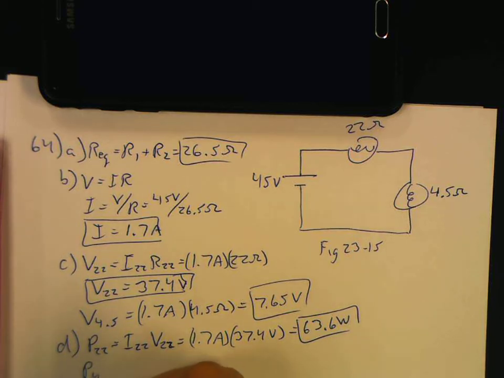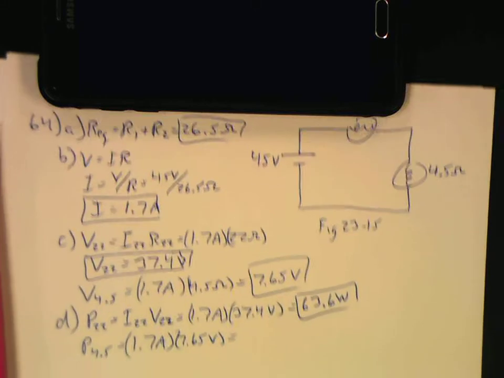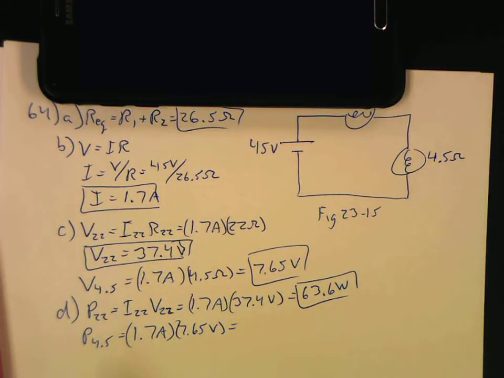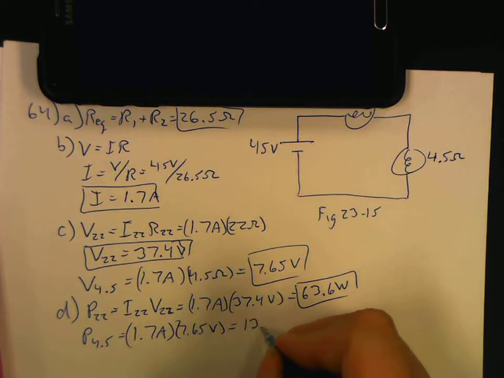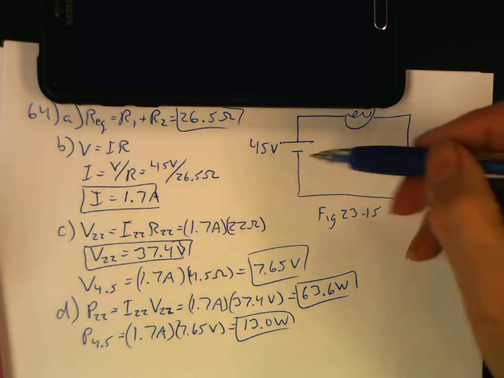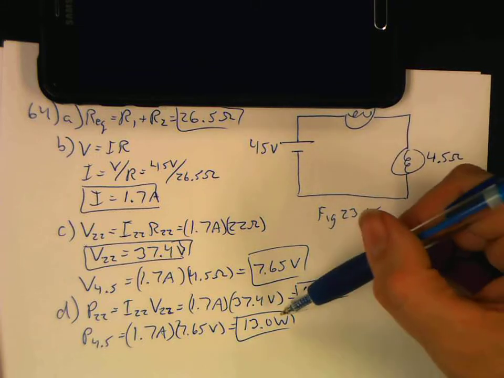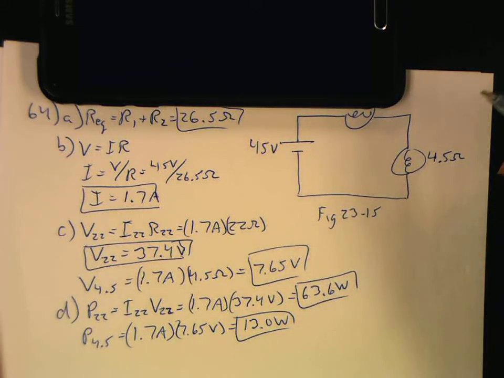The power going through the 4.5 ohm resistor is that same current, 1.7 amps, multiplied by its voltage consumption, which was 7.65 volts. And therefore, we end up with 1.7 times 7.65, 13.0 watts. And the power that is being given off by the battery is equal to the summation of this one plus this one, or 76.6 watts. They didn't ask us for that, but it's an easy thing to find.